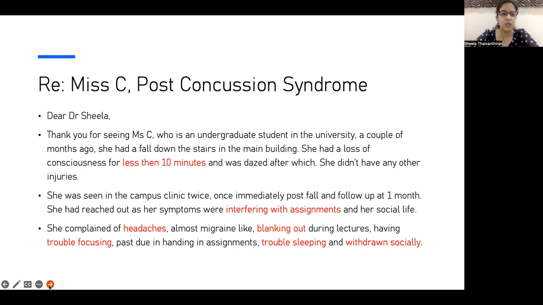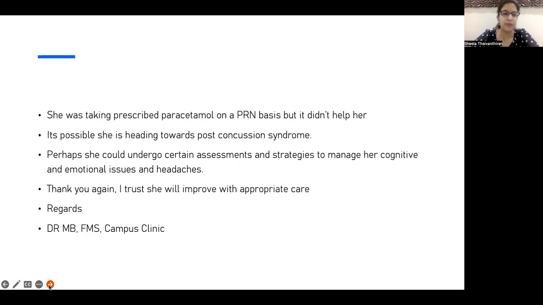She had a loss of consciousness for less than 10 minutes and was dazed, after which she didn't have other injuries. She was seen in the campus clinic twice, once immediately post-fall and a follow up at 1 month. She had reached out as her symptoms were interfering in her assignments and her social life. She had headaches, almost migraine-like. She was blanking out during lectures, having trouble focusing, and when it came to the due date for her assignments, she had trouble sending them in on time. She also had problems sleeping and didn't like to go out socially.